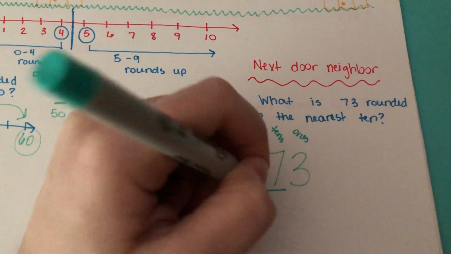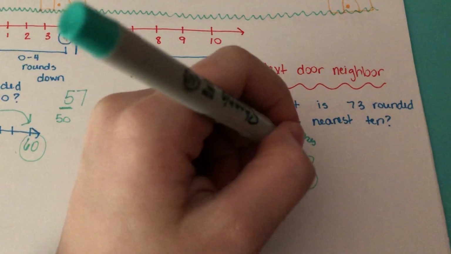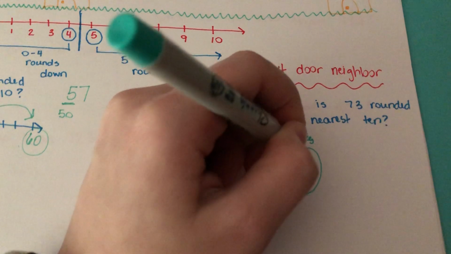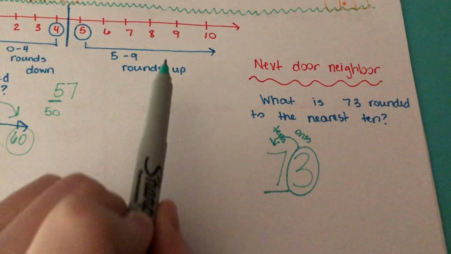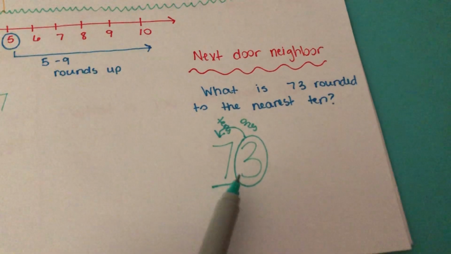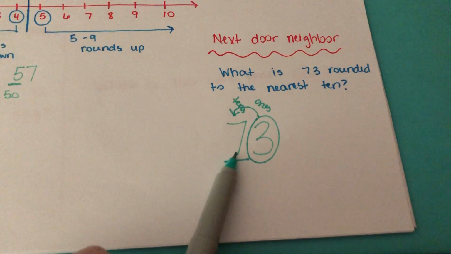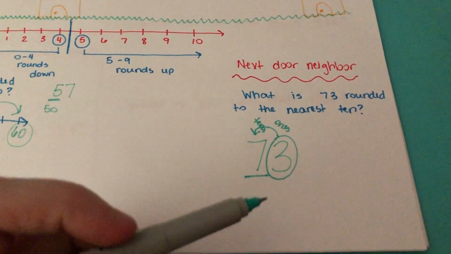We need to underline this 10 because this is the number that's either going to stay the same or change. We're going to circle this 3 and say this is the guy that we're looking at to tell us whether this guy rounds up to the nearest 10 or rounds down to the nearest 10. So this 3 is going to help us make our decision as to whether this 7 stays a 7 by rounding down or goes up to the next number.